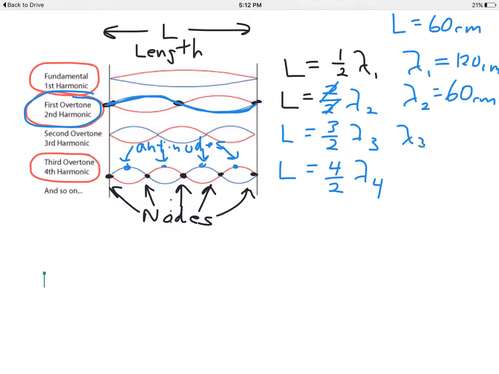Lambda 3, if you plug in 60 for L and do the algebra, because L is not changing, you're going to multiply by 2, which is 120, but divide by 3, you get 40 centimeters. The wavelength is getting smaller and smaller. Number 4, lambda 4, if L is 60, once again, do the math here, you get lambda 4 equals 30 centimeters. So the wavelength is getting smaller and smaller as the harmonics go up and up and up. And you can keep going with the same pattern.